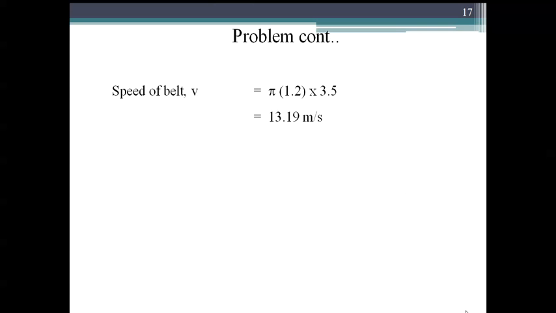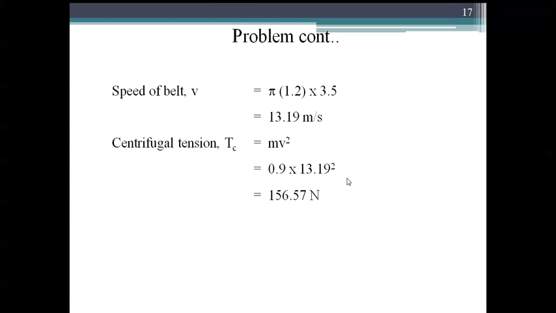To find the centrifugal tension, Tc equal to m v square. The mass of the belt per meter length is 0.9, and V is 13.19. By substituting the values in the centrifugal tension equation, Tc equal to m v square, that is equal to 0.9 into 13.19 square. Then Tc equal to 156.57 newtons.